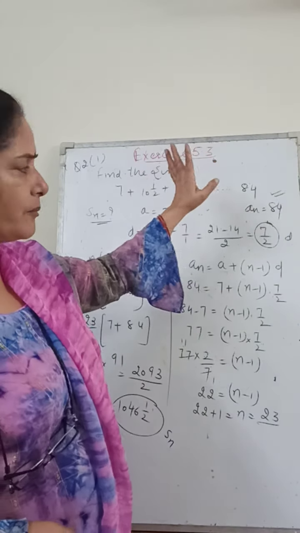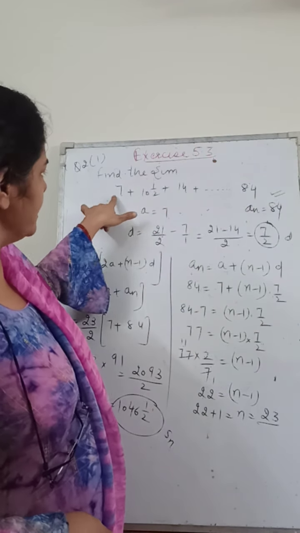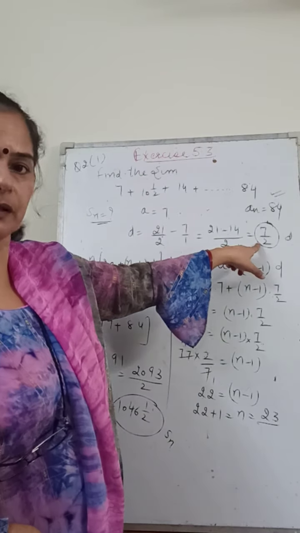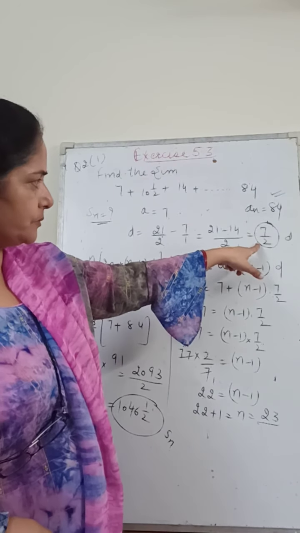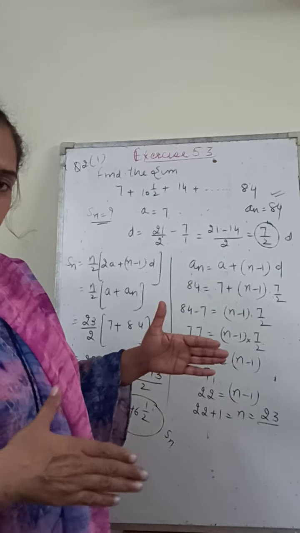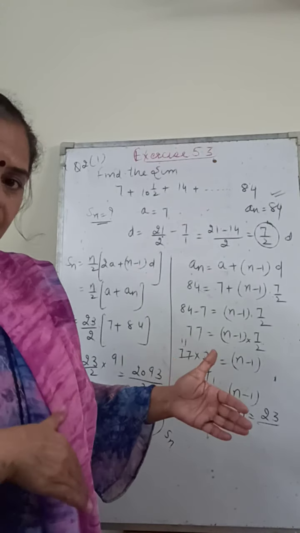You have to find its sum. In this AP, 7 is A, last term an is 84, you have to find d. D is what? 21 by 2 minus 7, it comes out to be 7 upon 2. Clear? This is D.